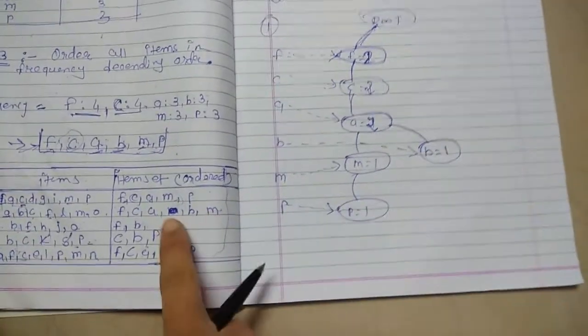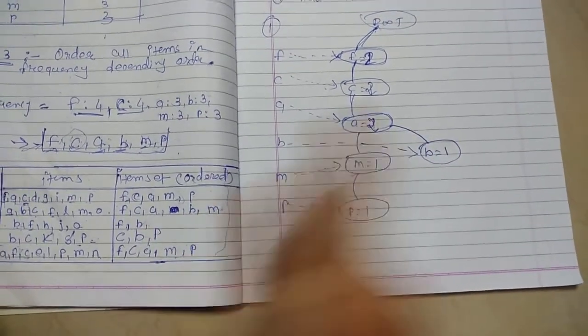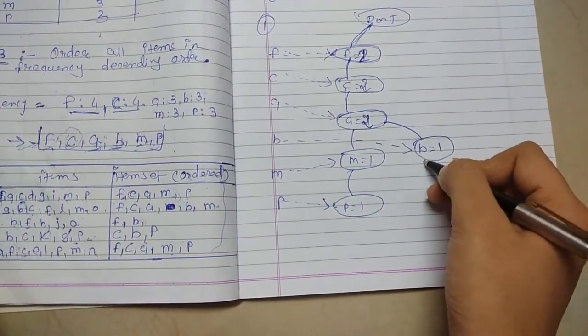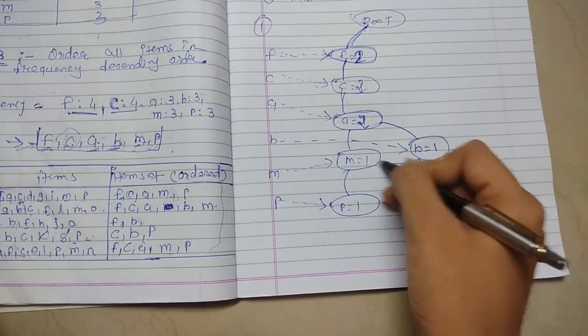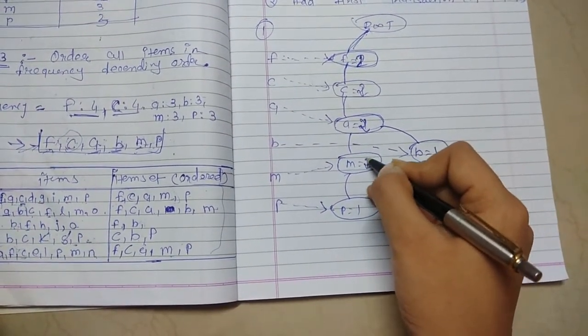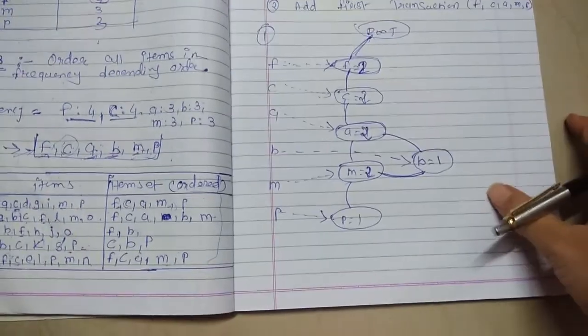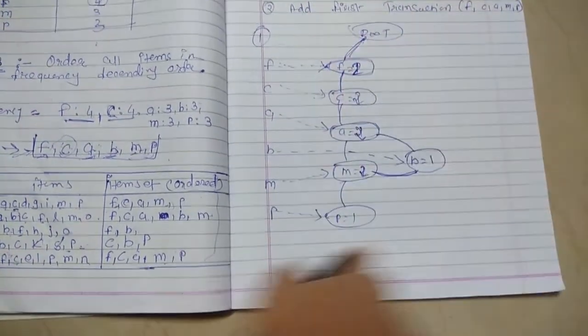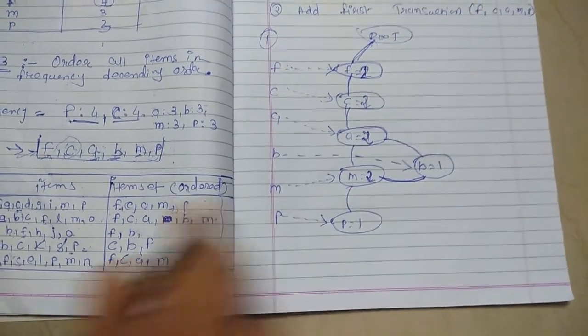Okay, and the next item is M. So from B it becomes M, and I will update the value of M. So this is the second transaction. After the second transaction the tree becomes something like that.